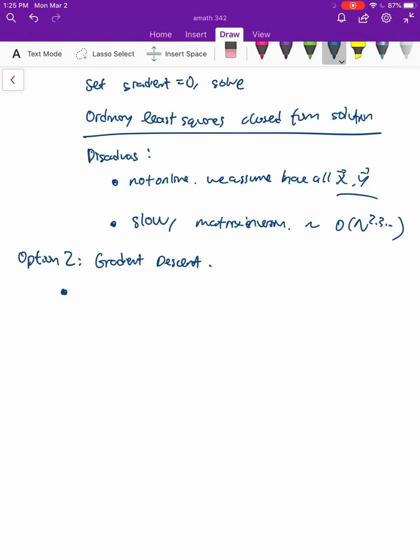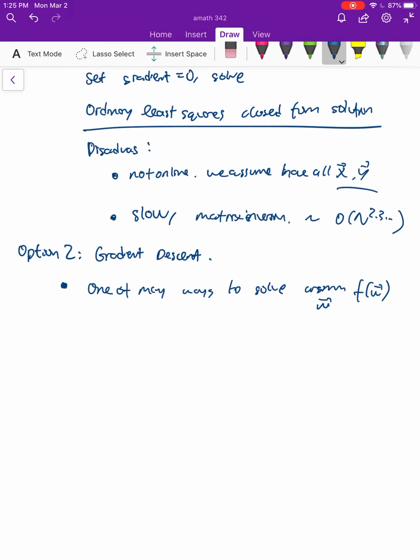Recap for those of you who have not seen optimization flavored problems before. This is just one of the many ways to solve argmin of a function.